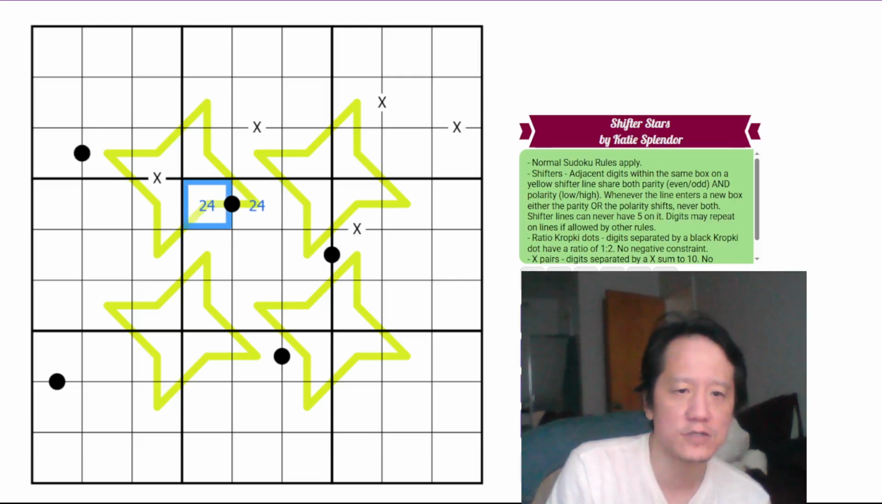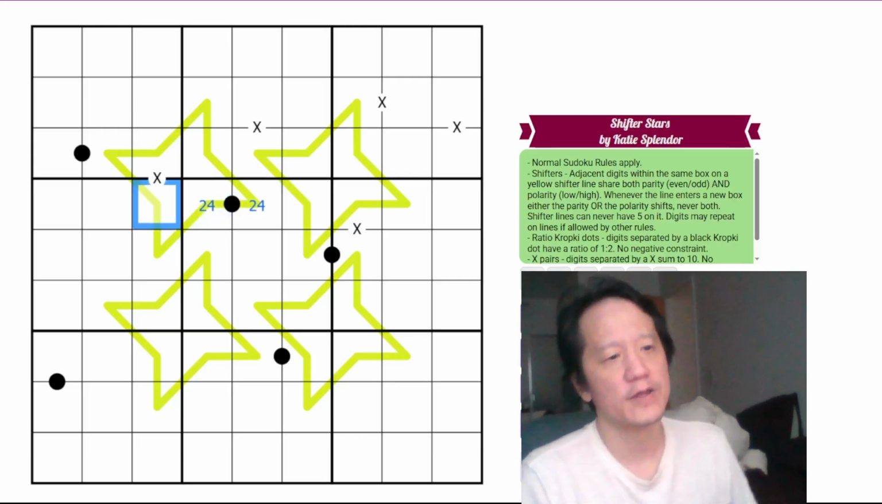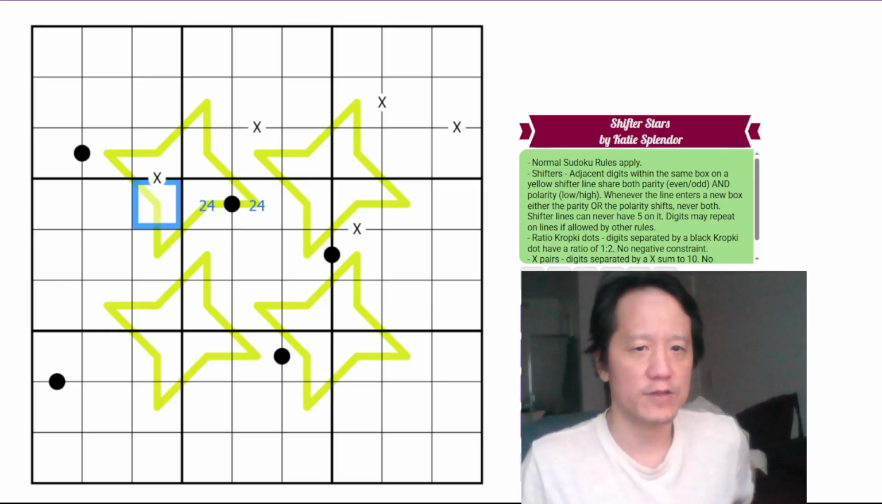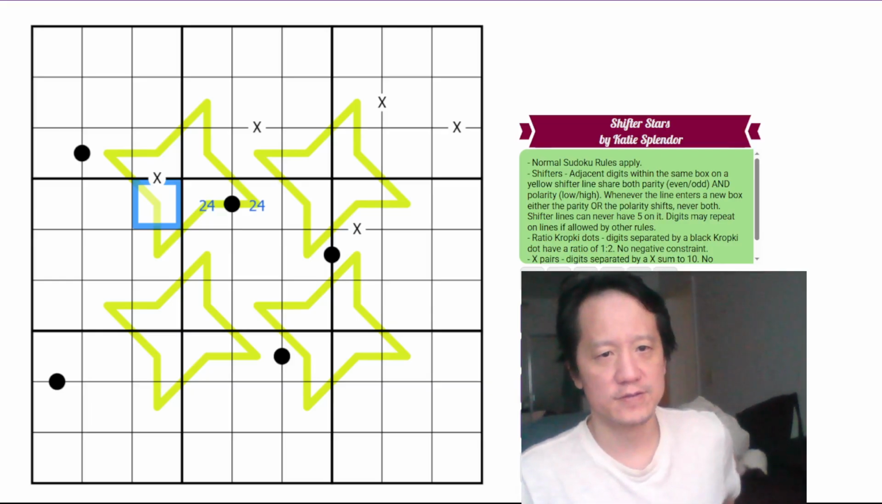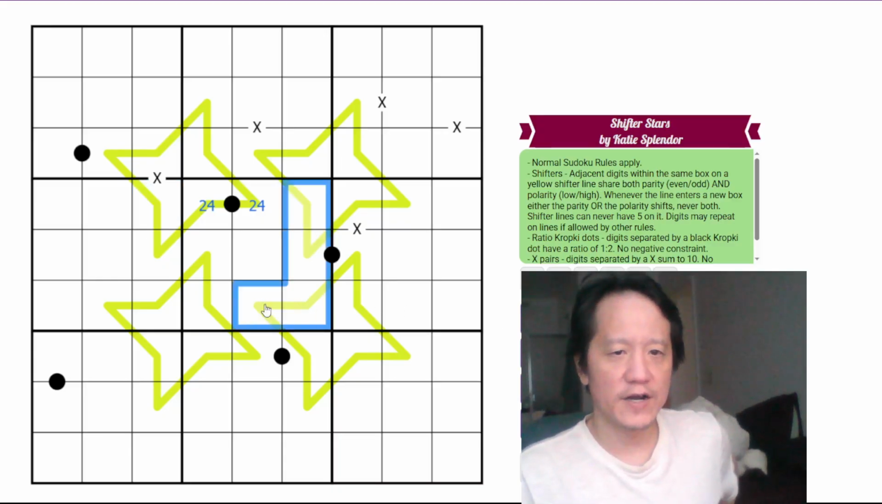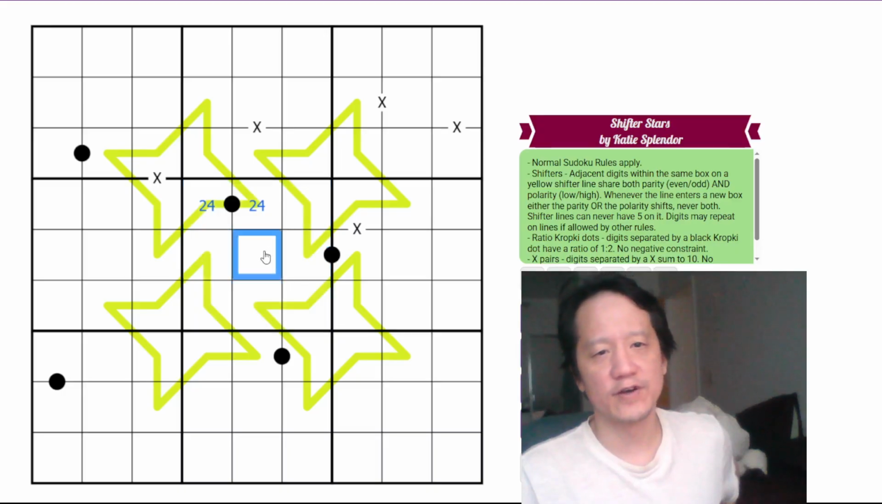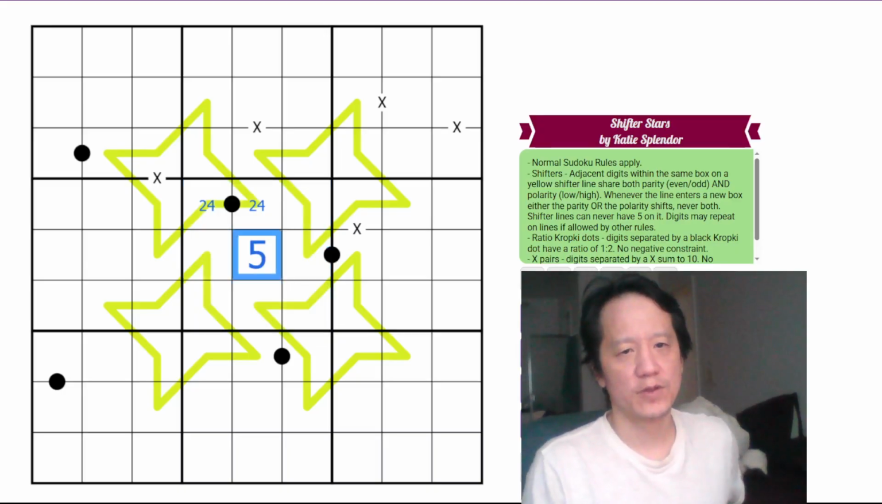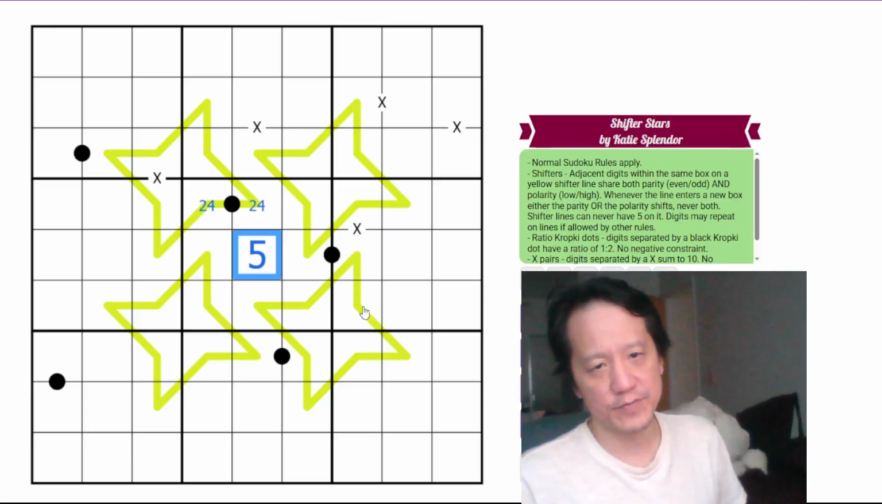So since this is a 2-4 pair, that eliminates 2 and 4 in the rest of the box. 5 can never be on a shifter line. So in the middle central box, where can the 5 be? It has to be here. So this is 5.